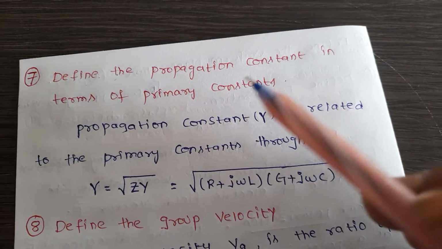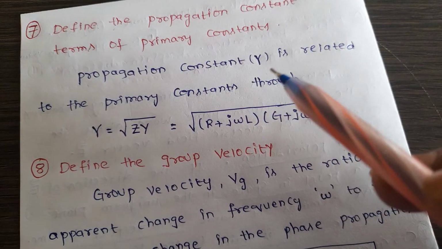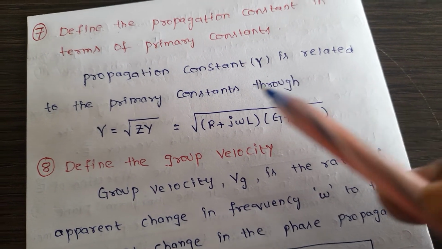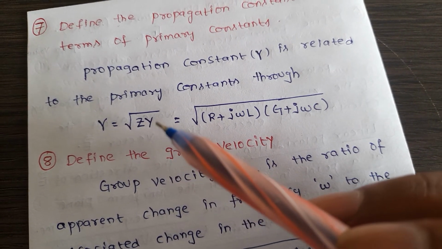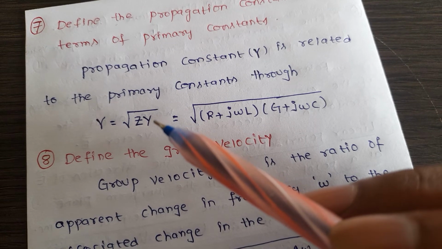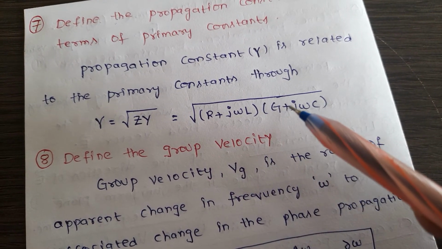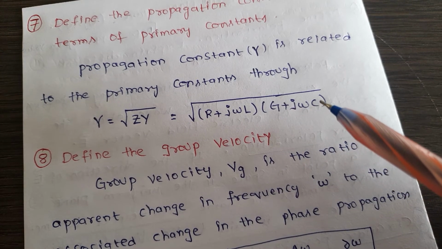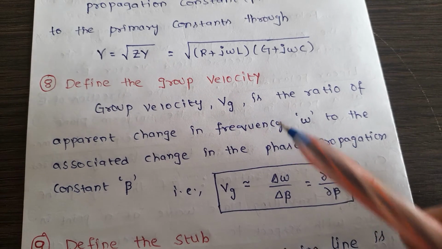7th question. Define the propagation constant in terms of primary constants. Now we know that propagation constant is denoted as gamma. It is related to the primary constants through this expression, the square root of impedance times admittance, where impedance is R plus j omega L, and admittance is G plus j omega C. Now coming back to the next question, define the group velocity.